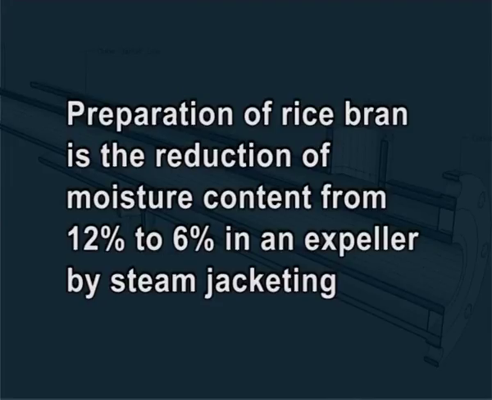Preparation of rice bran is the reduction of moisture content from 12% to 6% in an expeller by steam jacketing. The treatment, besides reducing the moisture content of bran, increases the particle size and imparts a hardening effect to bran particles for better extractability, better filtration time, and reduction of fine problem.